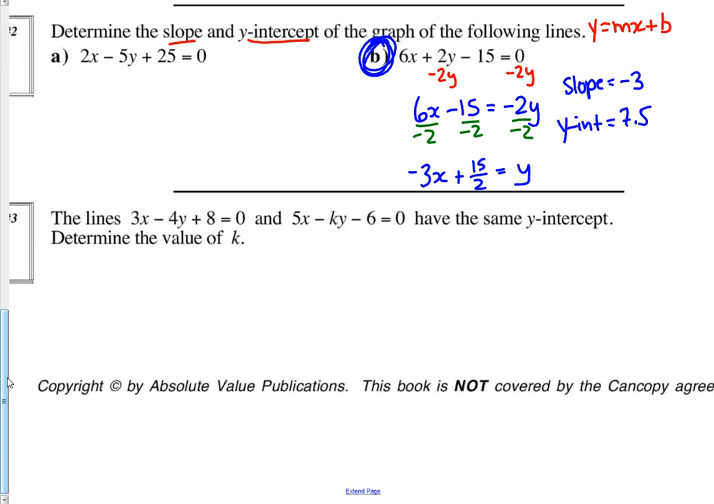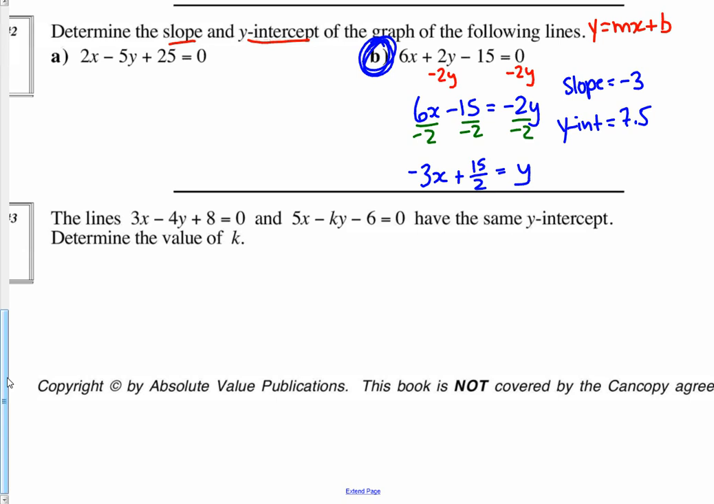Okay, I like this one. The lines 3x minus 4y plus 8 equals 0, and 5x minus ky minus 6 equals 0 have the same y-intercept. Determine the value of k. Now, there's a few ways we can solve this. Do you have any ideas?